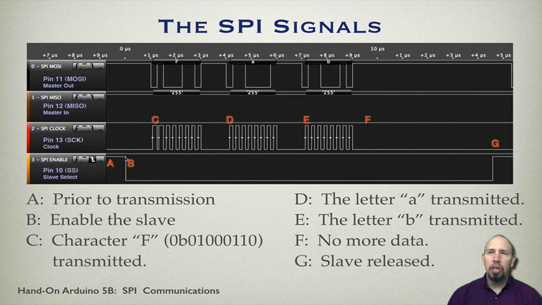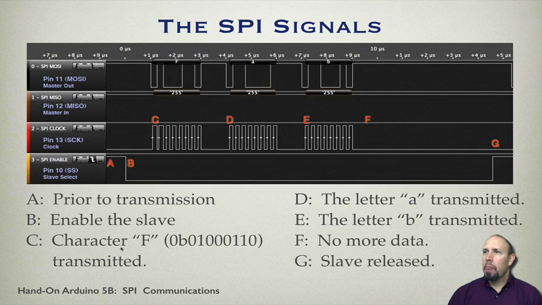When we want to start communication, the first thing that happens is we need to enable the slave and select it. So by pulling the slave select line low, we enable the slave. The slave then sets itself up to do the communications that are needed. And now, in this particular example, 3 bytes are going to be transmitted. In this case, they are the letters F, A, and B.